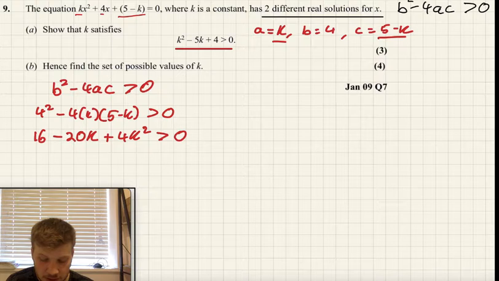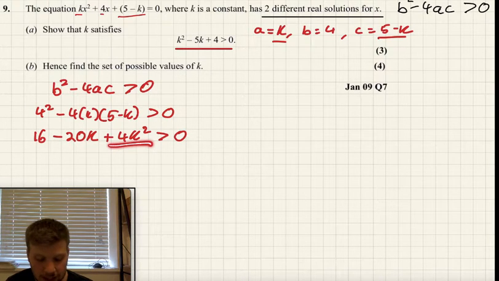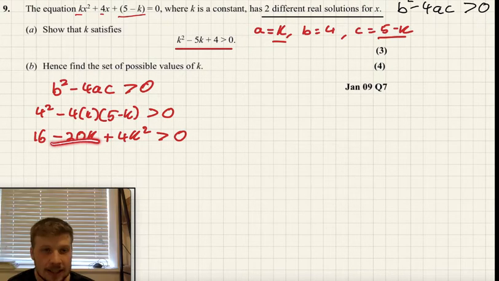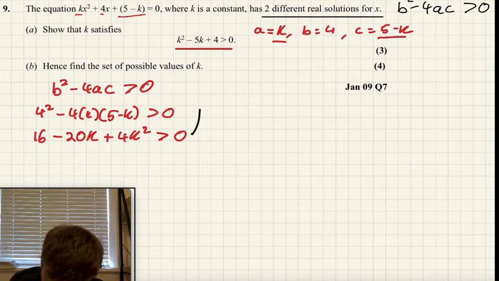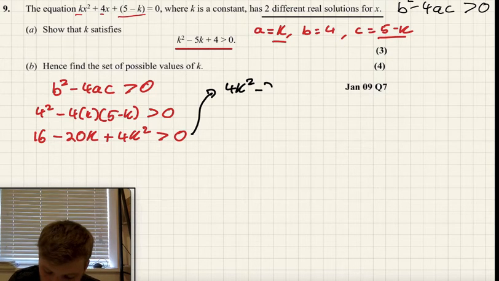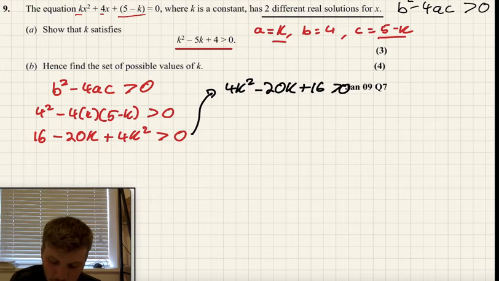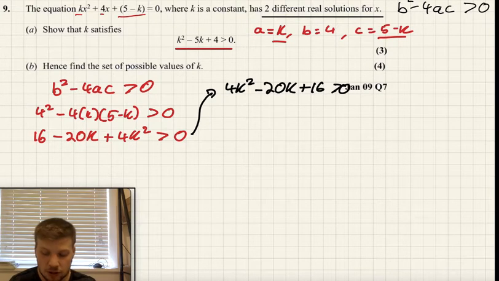Just thinking about this in terms of their terms, this is 4k squared, take away 20k plus 16. So I'm just going to rewrite that up here. So it's 4k squared, take away 20k plus 16. But this isn't quite what they wanted. They wanted k squared, subtract 5k plus 4.